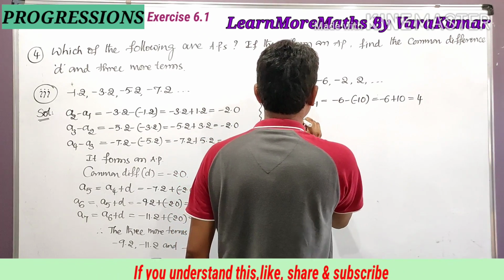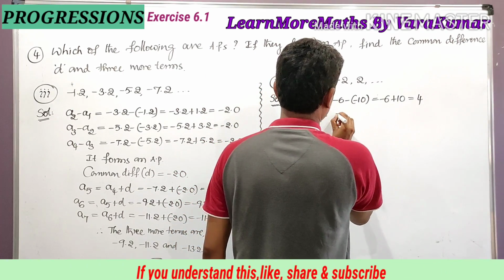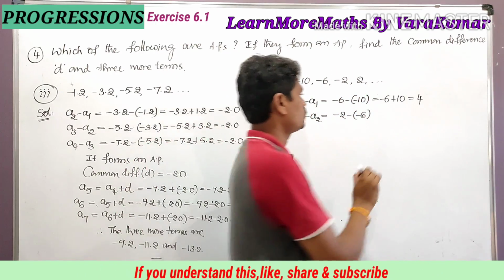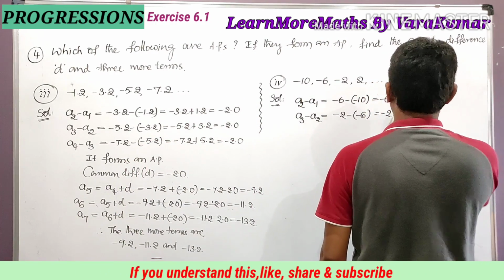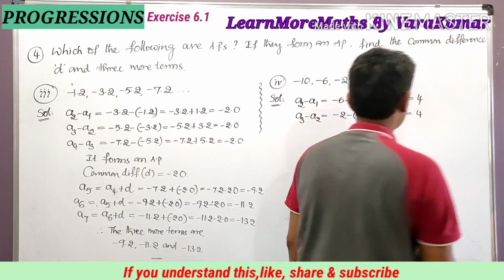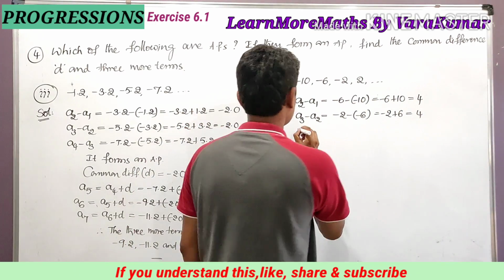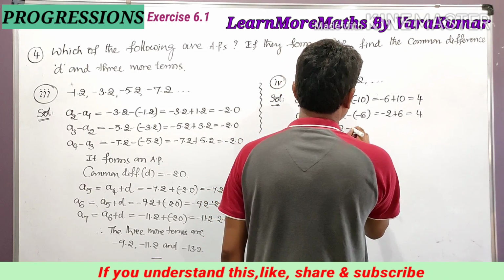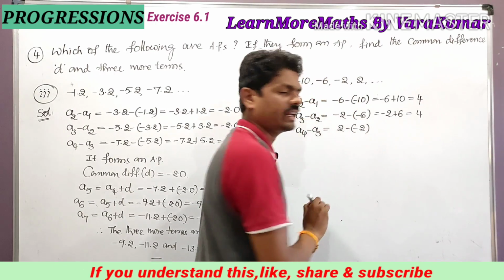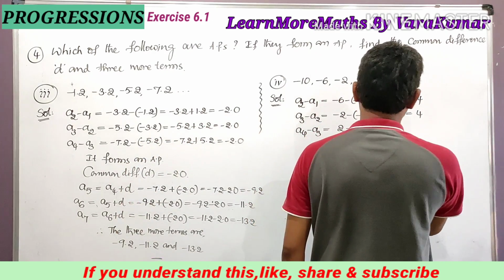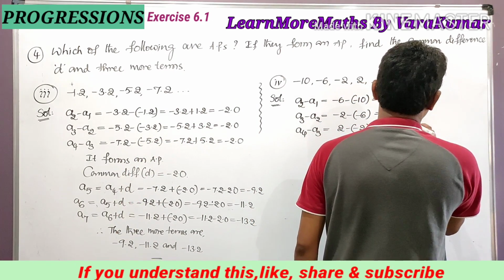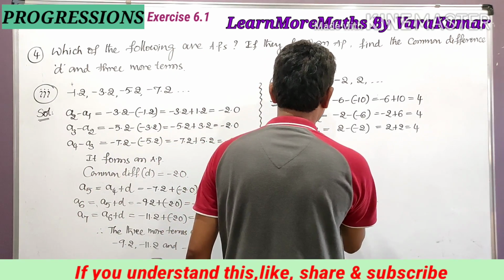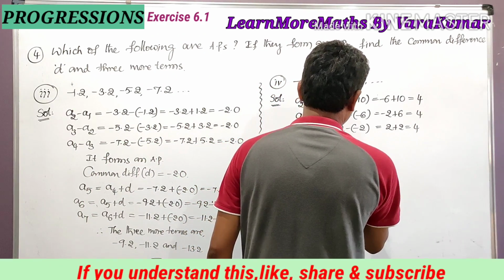In the same way, you have to find A3 minus A2. A3 is minus 2 minus A2 is minus 6. So we can minus 2 minus into minus plus 6. Minus 2 plus 6 is 4, student. In the same way, you have to find A4 minus A3. So A4 is 2 minus of A3 is minus 2. 2 minus of minus 2, it becomes 2 plus 2, which is 4. So here also common difference is same. Therefore it forms an AP.